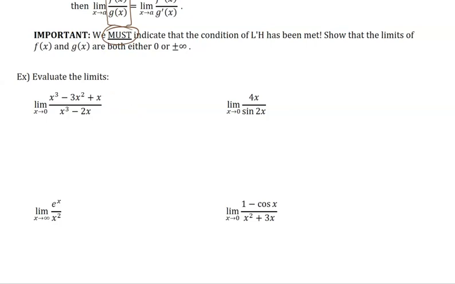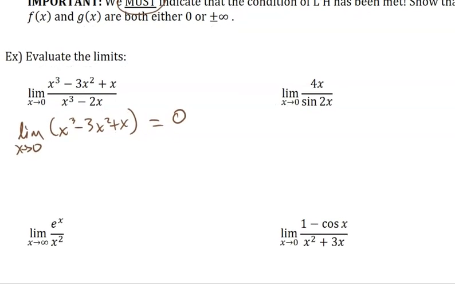Don't write that. What we can do is say, hey, the top and bottom both have limits that are going to approach 0. So we can say the limit as x approaches 0 of (x cubed minus 3x squared plus x), notice I'm using parentheses because the limit applies to the whole thing, is equal to 0, and, let me make this a little bit bigger, the limit as x approaches 0 of x cubed minus 2x is also equal to 0.